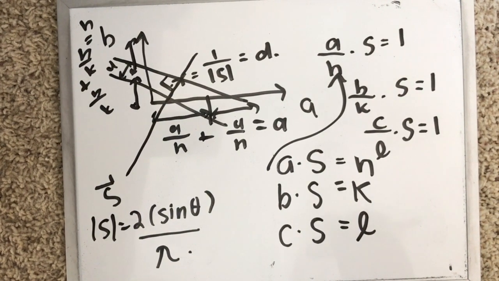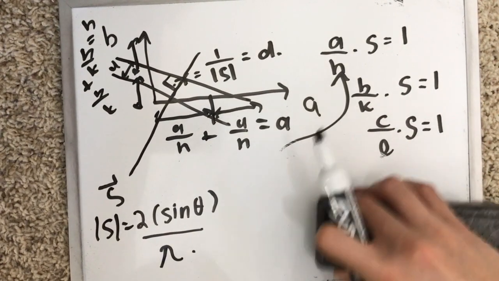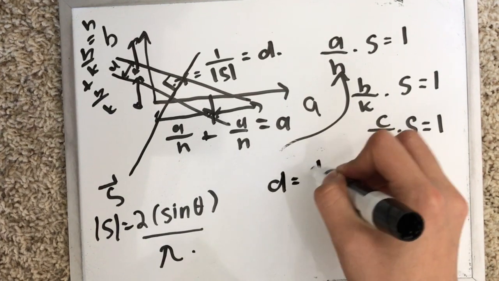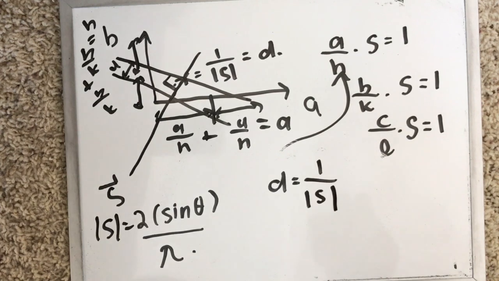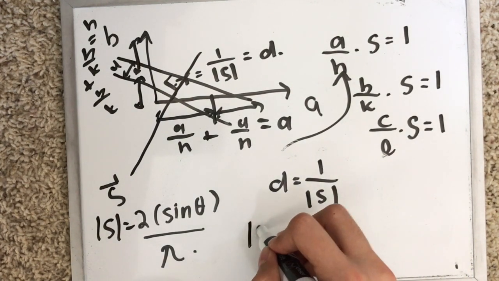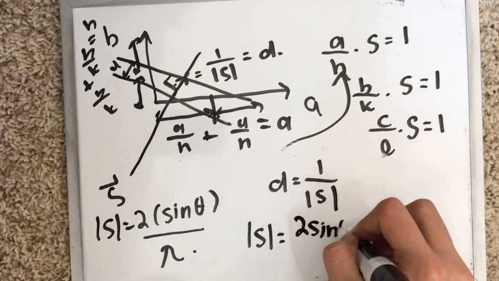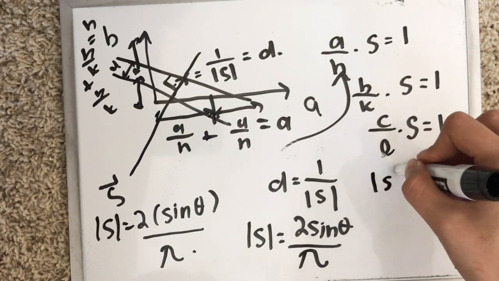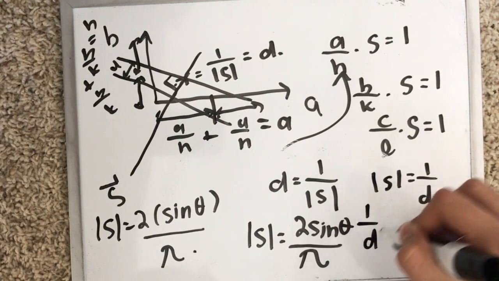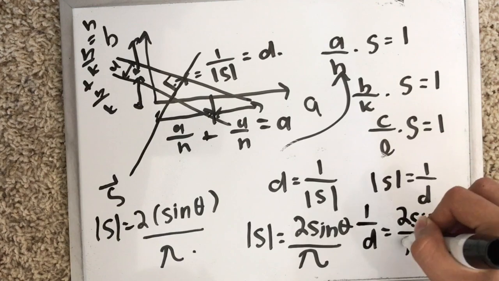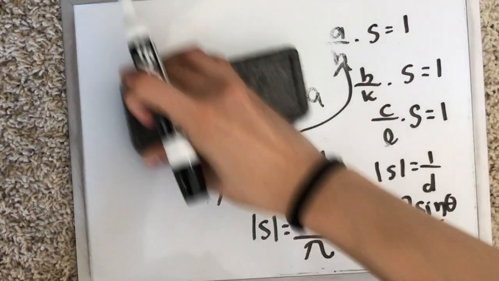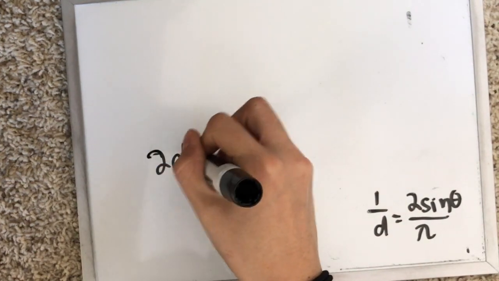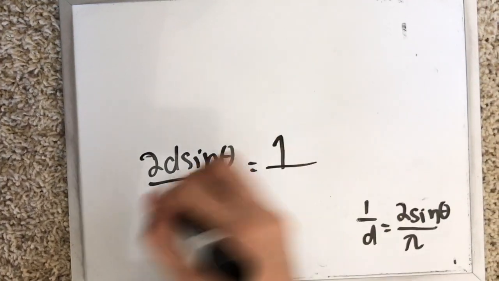So now we can show that D equals 1 over S, and also that S equals 2 sine theta over lambda, that S equals 1 over D, so 1 over D equals 2 sine theta over lambda, and therefore 2D sine theta over lambda equals 1, which is Bragg's law.